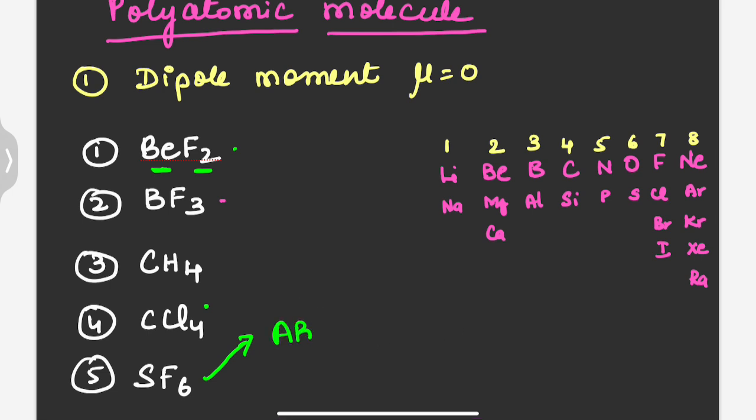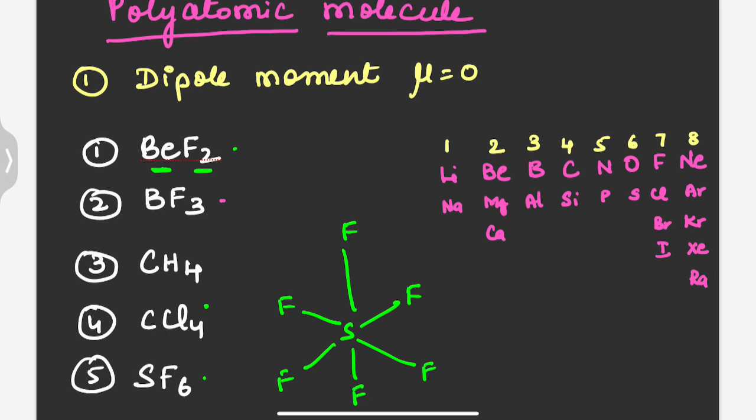So you will be writing AB6, lone pair of electrons is 0. You add this: 6 plus 0 is equal to 6. So hybridization is sp3d2. If hybridization is sp3d2, what is the geometry of the molecule? It is octahedral. So sulfur, fluorine, fluorine here, fluorine, one in the top and one in the bottom like this.